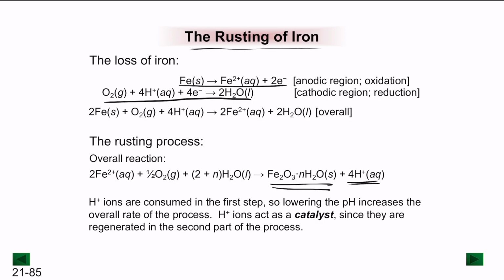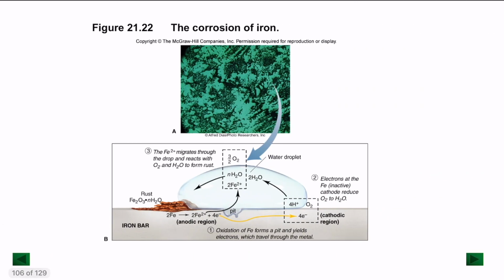The hydrogen ions here are consumed in the first step, so lowering the pH increases the overall rate of the process. The H plus ions here act as the catalyst. The main thing to remember is that these are the ones that are regenerated in the second part of the process.